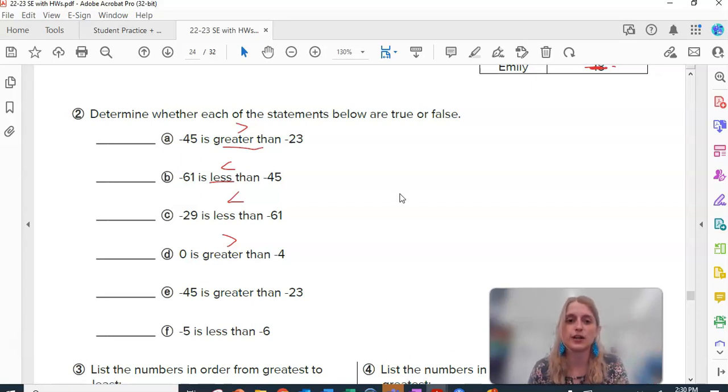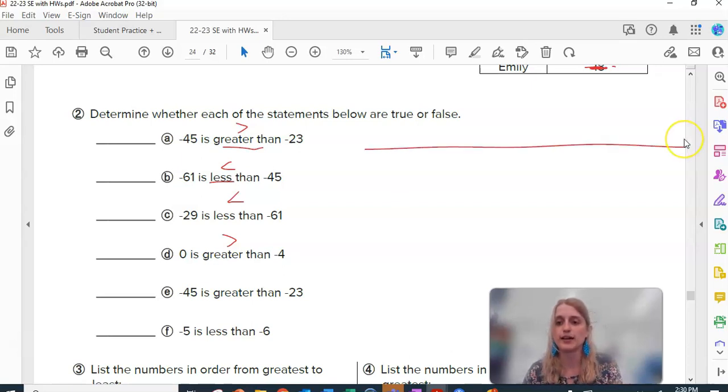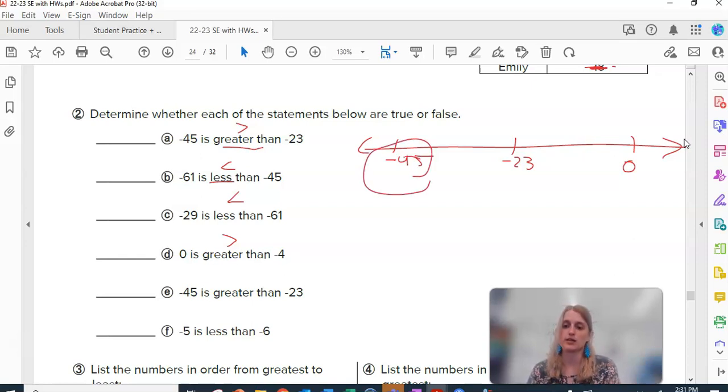Negative 45 is greater than negative 23. Now, remember that if we had a number line, negative 45 would be somewhere over here. Negative 23 would be somewhere over here. The rule is that whatever number is on the right on the number line, that's the bigger number. So is it true that this is on the right and therefore the bigger number, the greater than number? No, that one's actually less than.